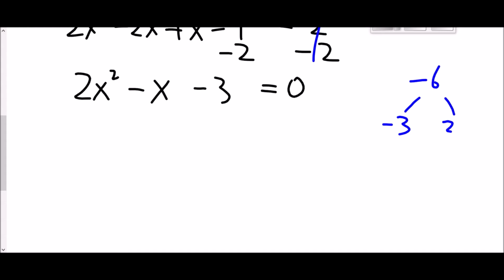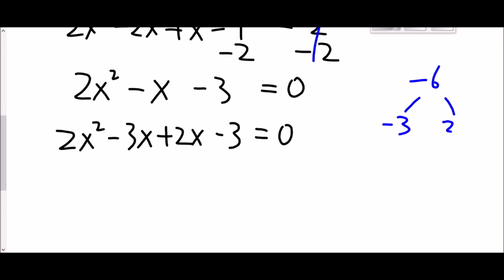Okay, then do this: 2x squared, rewrite the middle term. Just so you know, if you use the quadratic formula, it might be easier. But anyway, so instead of writing negative x, you write that as negative 3x plus 2x. Have a look. This is the same as negative x. You see in a second what's going on.